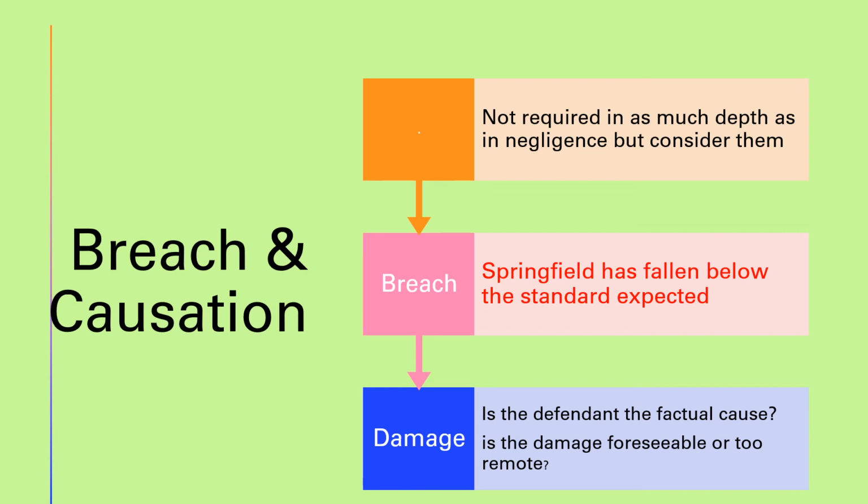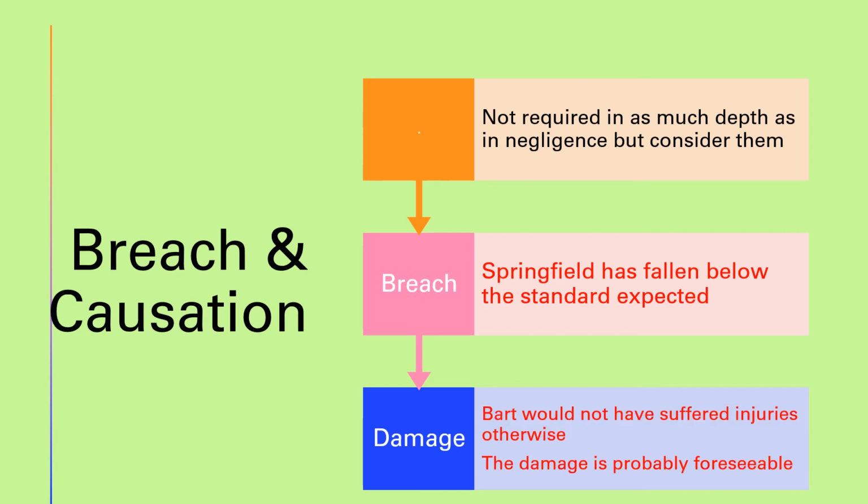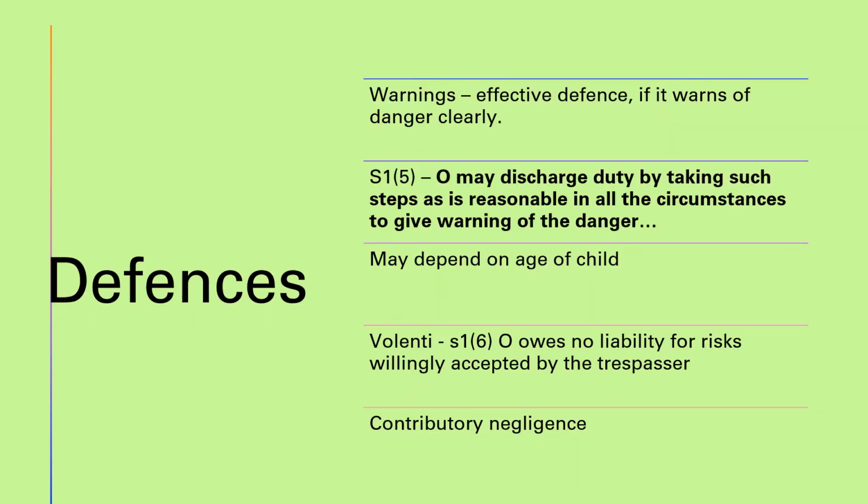Now, is the defendant a factual or legal cause? Well, Bart wouldn't have suffered injuries if the kitchen wasn't unlocked and he went in. And the damage is probably foreseeable. So we ask the question, is it likely that if a child goes into a kitchen he might be harmed in some way? Without doubt, it's yes. So once we establish liability, we need to consider: is there a defence, or can the duty be discharged?